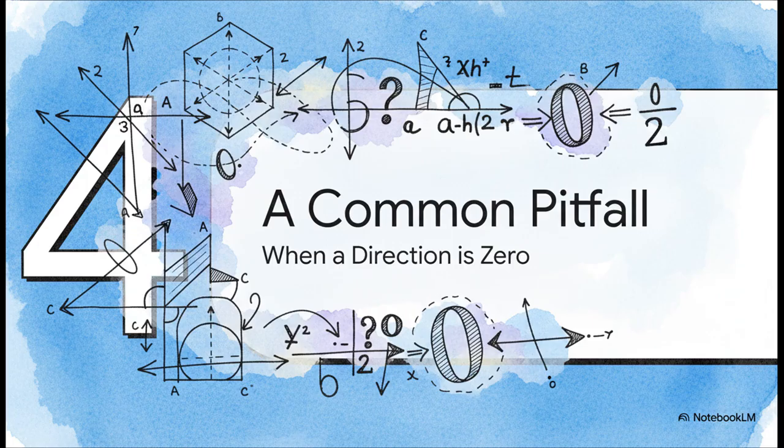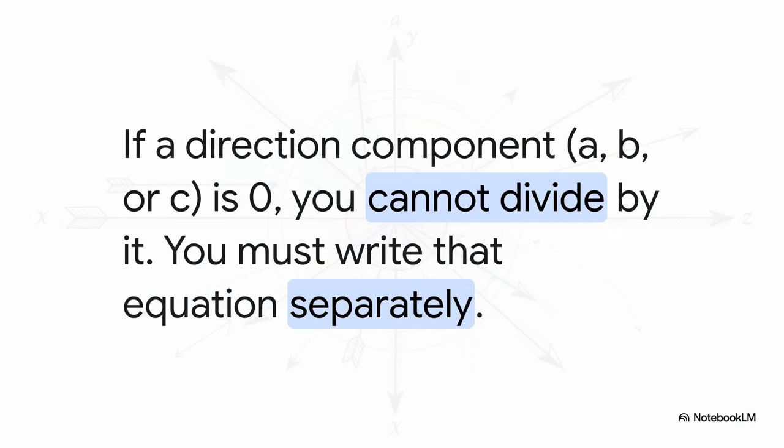What in the world do you do with that 0 in the direction vector when you try to write the symmetric equations? And here is the pro tip you absolutely need to remember. Think back to how we made the symmetric equations. We had to divide by a, b, or c. But what's the one rule we've known since grade school? You can never, ever divide by 0.